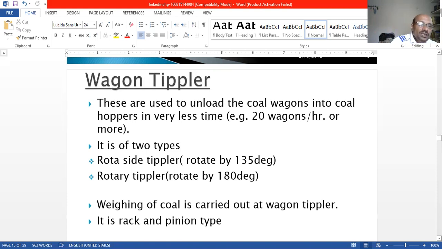Okay, there are two types. The rotary side tippler rotates, like a rotameter, which we use for flow measurement. It rotates 135 degrees. Another is the rotary tippler, which turns 180 degrees. It can be revolved fully. Those are the two types: 135 and 180 degrees.